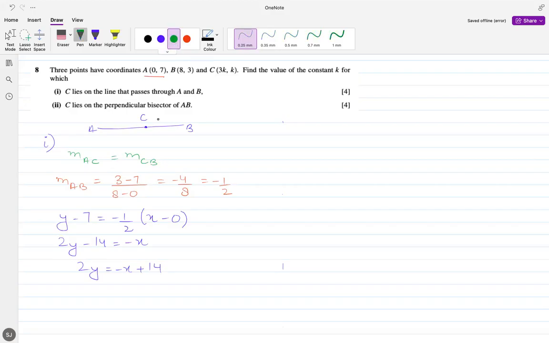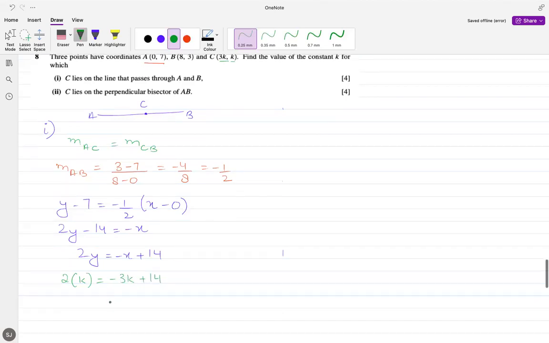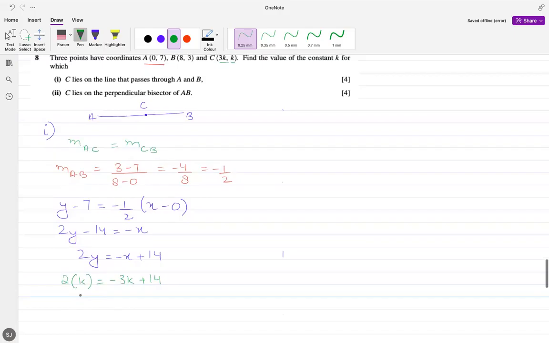Now to find the value of k, we can substitute 3k in place of x and k in place of y. So we'll get 2 into k is equal to minus 3k plus 14. Simplifying this, this will become 2k plus 3k, which is 5k, equals 14. And k is equal to 14 upon 5, or we can write it in decimal as 2.8.